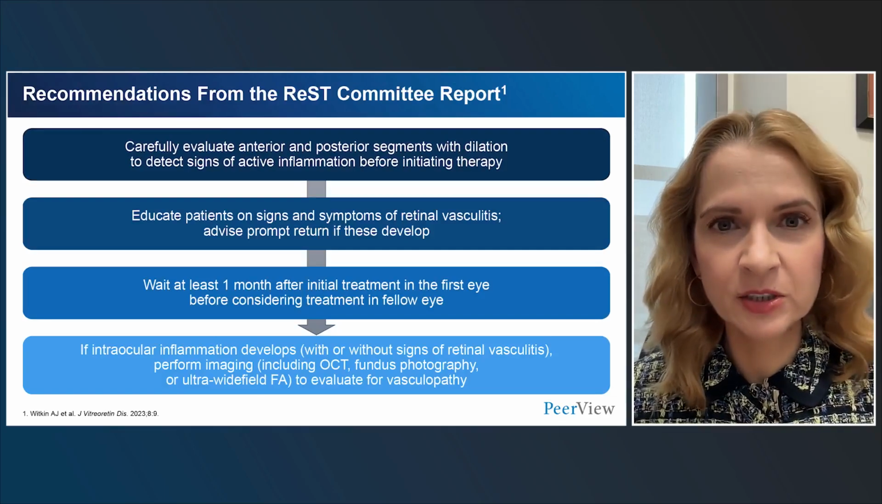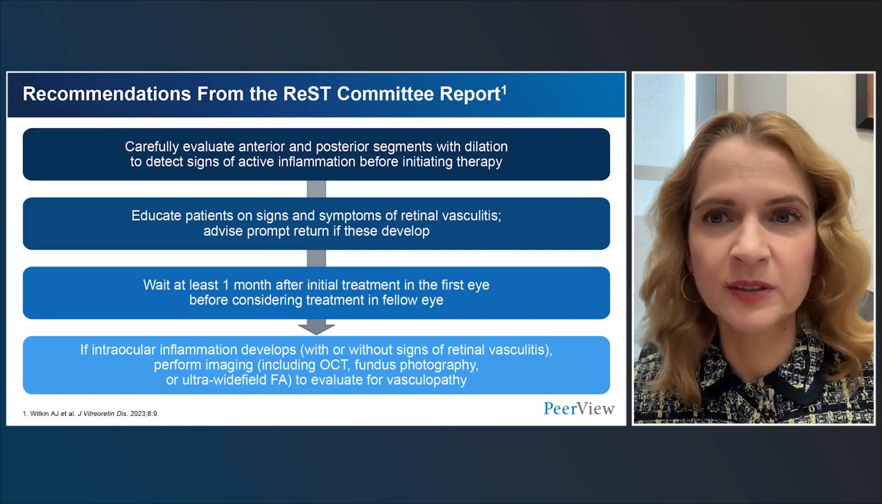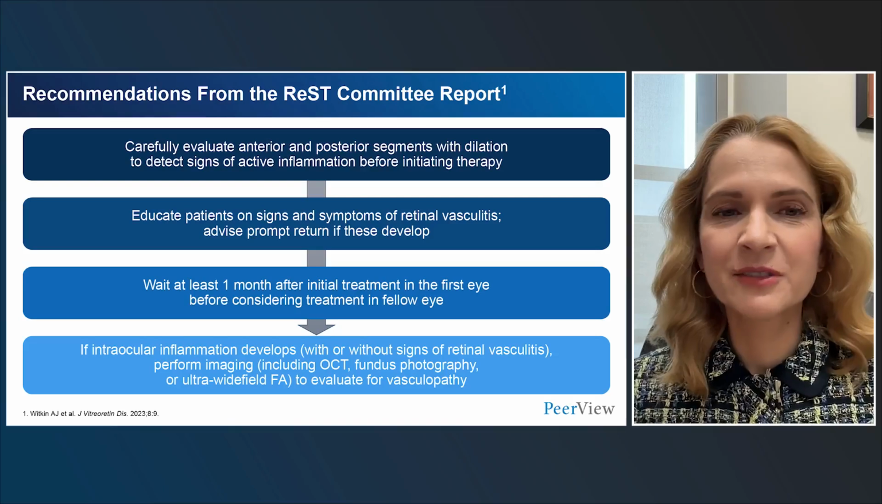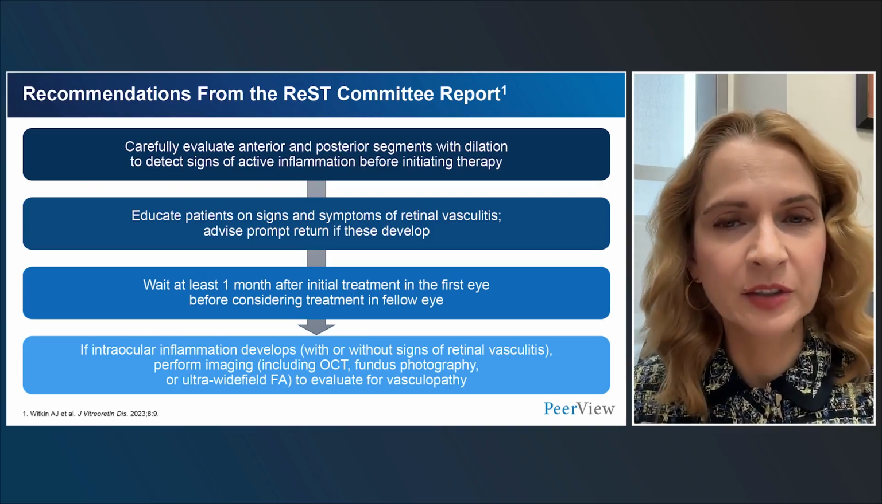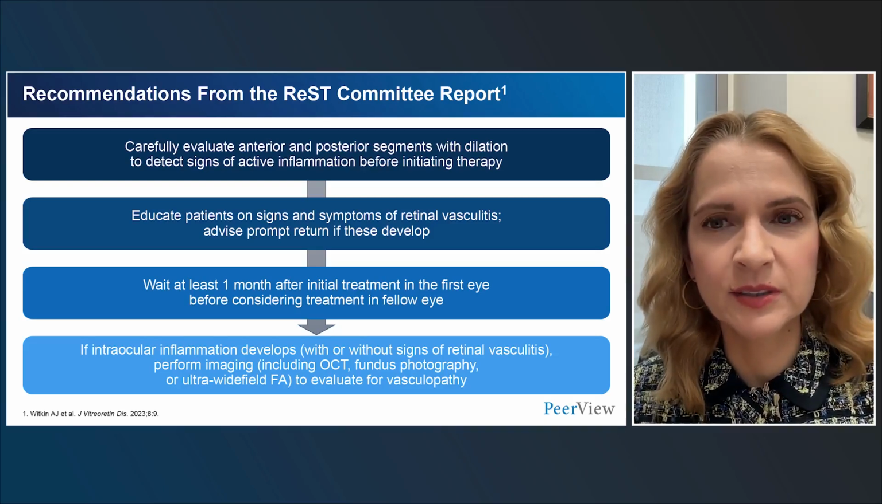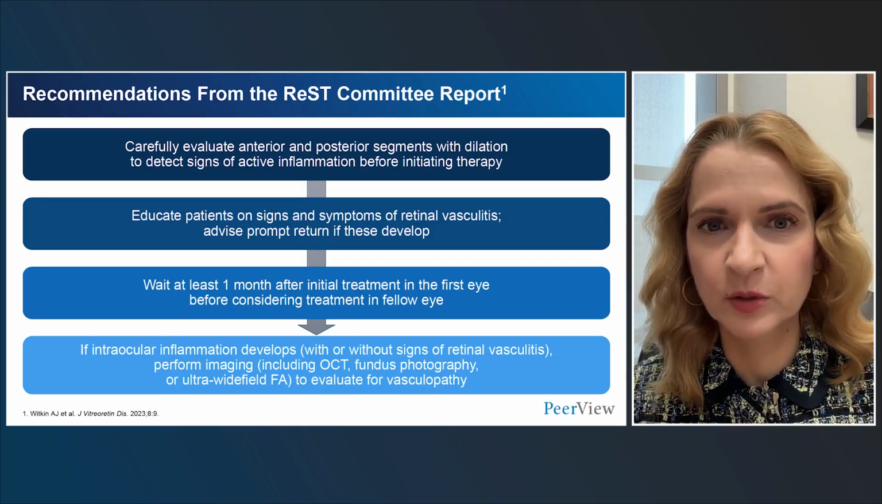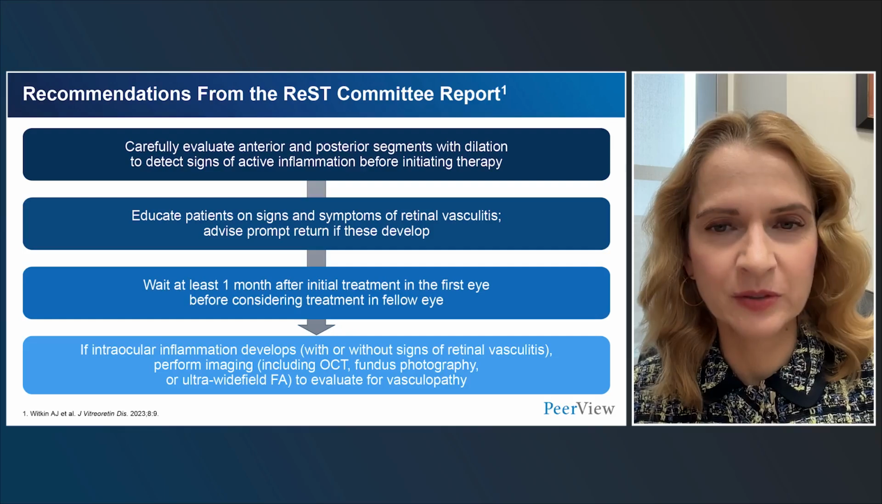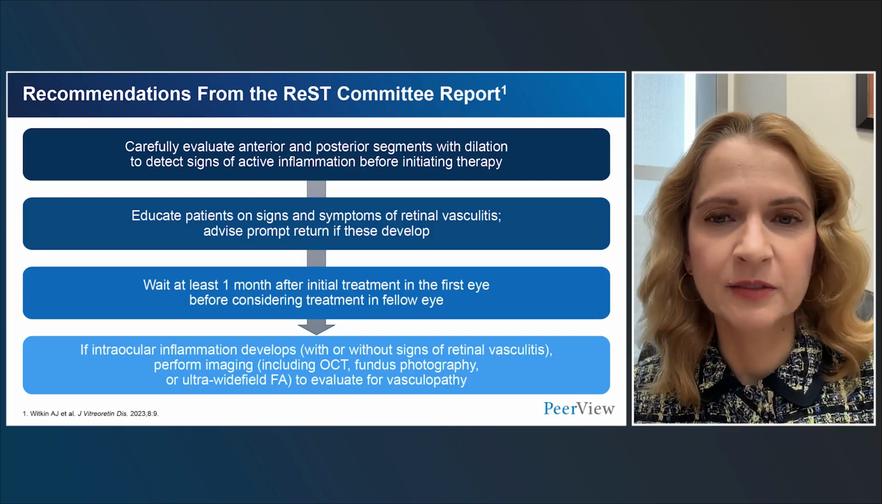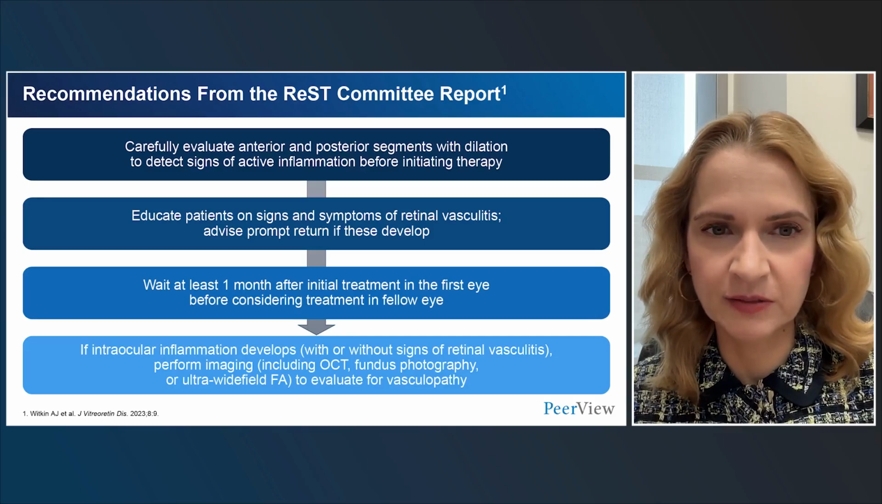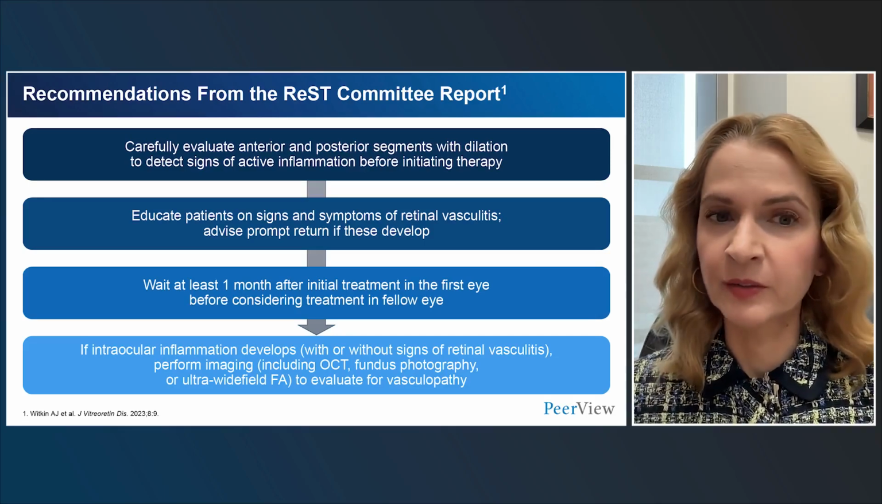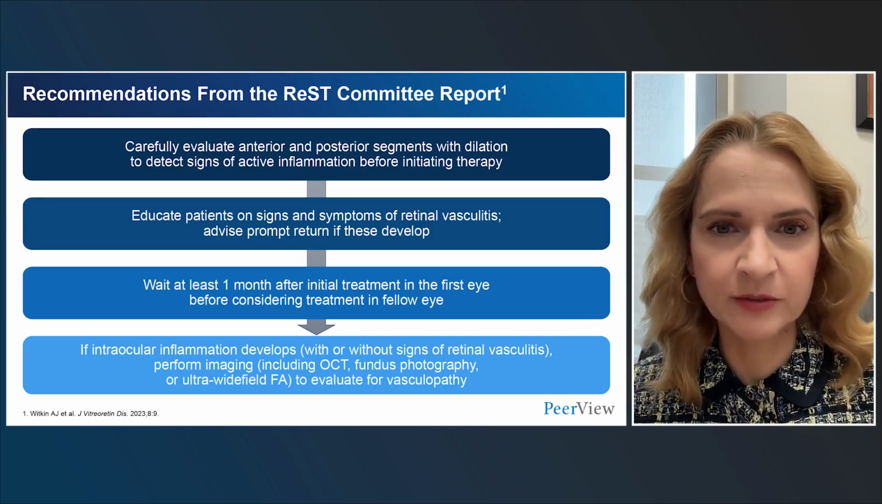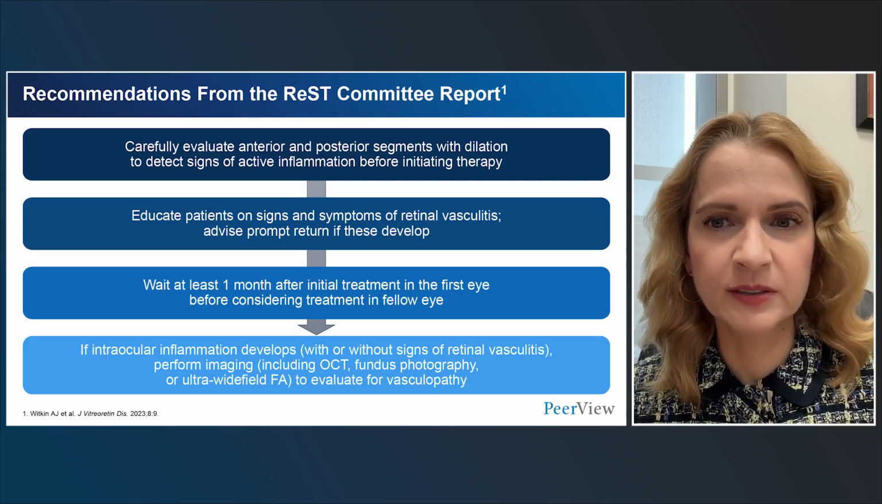The recommendations drafted by the REST committee report are the following. The physician should carefully evaluate the anterior and posterior segment with dilation to detect signs of active inflammation before starting therapy. Patients need education on signs and symptoms of retinal vasculitis, and physicians should advise prompt return if these develop. Retinal specialists should wait at least 1 month after initial treatment in the first eye before considering treatment in fellow eyes.